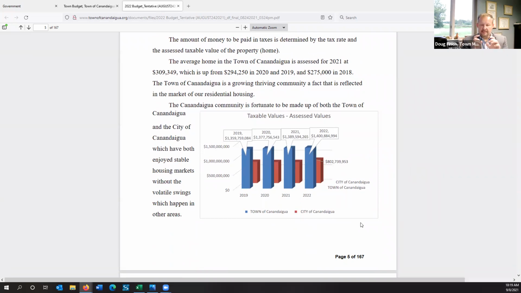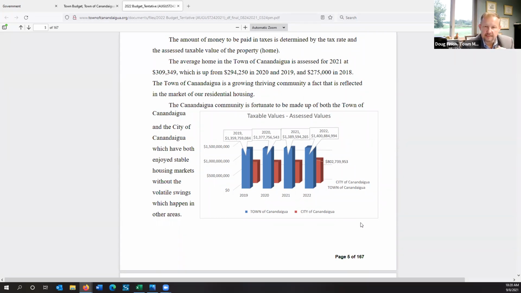So you can see in the town of Canandaigua, the taxable values have been up. The total taxable value in the town of Canandaigua is $1.4 billion. That is obviously a very, very large number. For comparison, our neighboring municipality that shares the name with us, the city of Canandaigua, has an assessed value of $800,000. So a huge difference.